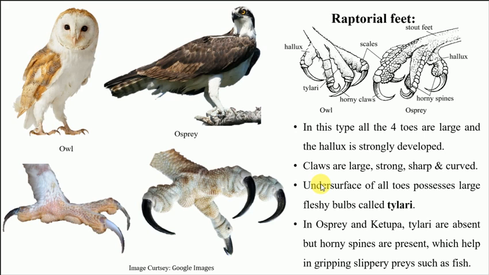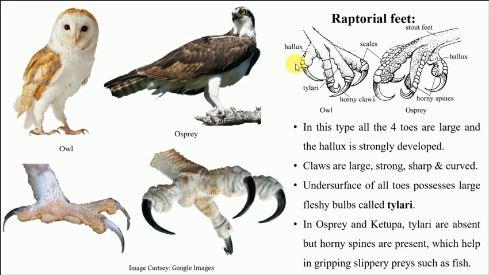The next one is the raptorial feet. Now the raptorial feet are found in predatory carnivorous birds such as hawk, kite, eagle, owl and the vultures. So all these are carnivorous birds which feed on flesh and smaller animals, and for catching their prey they are provided with the raptorial feet, which is useful for grasping their prey. Now in this type of feet all the four toes are large, and the hallux is strongly developed.